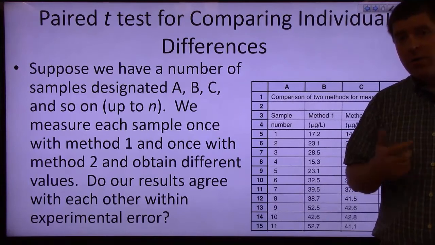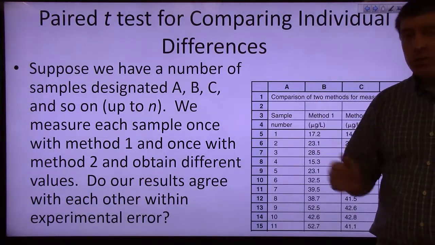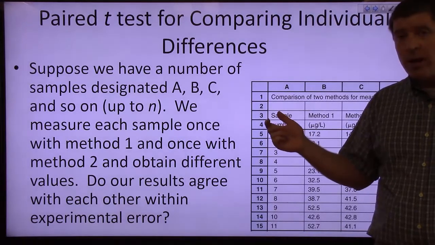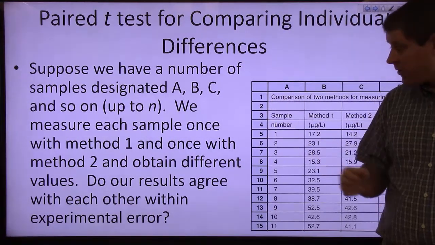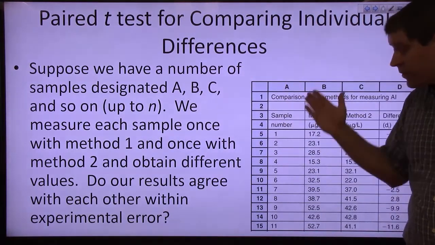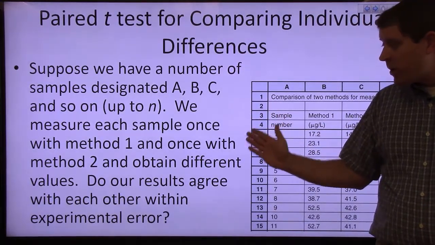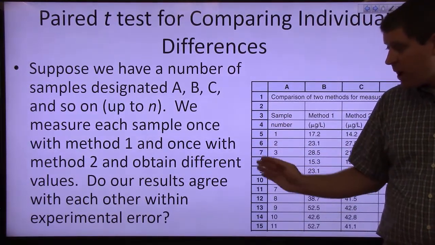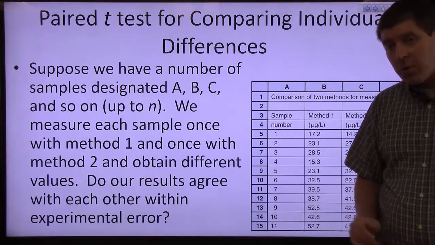So now let's look at our third example, a paired t-test for comparing individual differences. So suppose we have a number of samples designated A, B, C, and so on up to N. You could just as easily use numbers here as we have in this table here. And then we measure each sample once with method 1 and once with method 2 and obtain different values. Do our results agree with each other within experimental error?